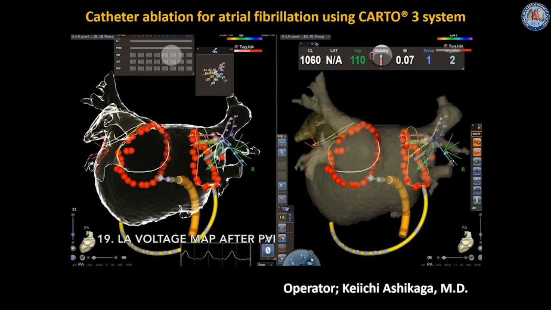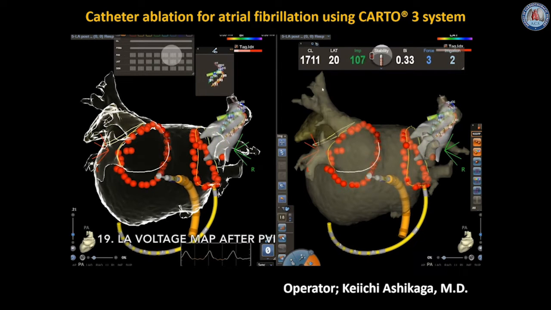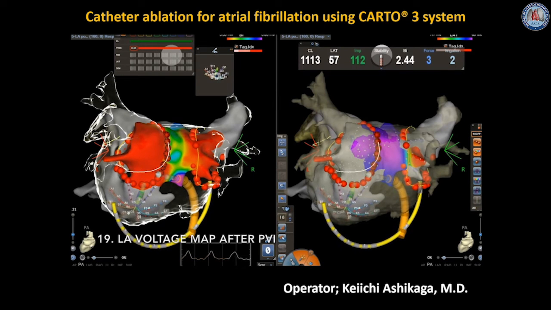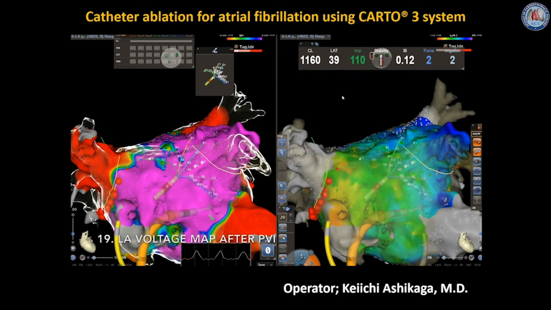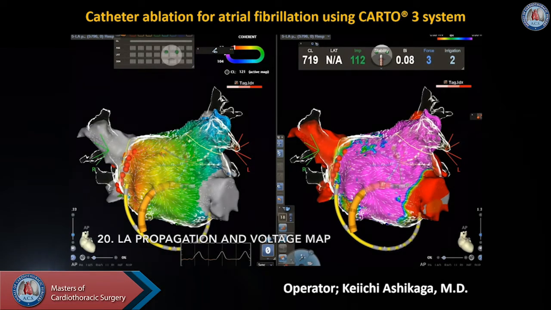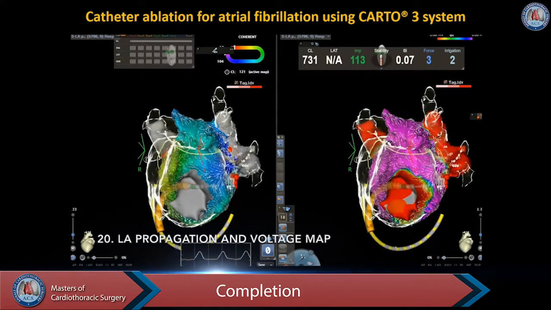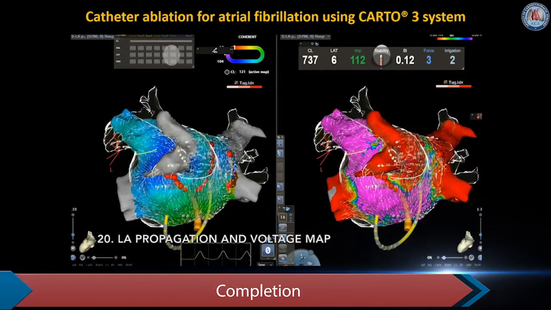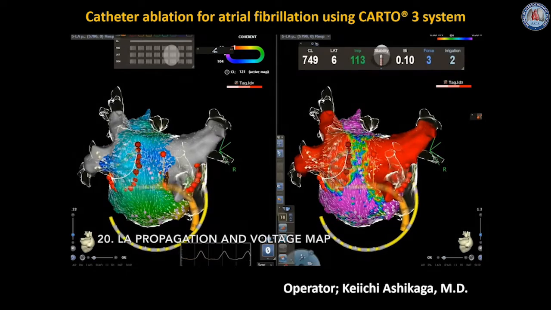Here we see the 3D voltage map and activation map after completing the extensive pulmonary vein isolation, followed by electric defibrillation. We can confirm the posterior side and anterior side. This is the final confirmation by the 3D mapping system. We can clearly see the red color around the pulmonary veins. That means no voltage around the isolated pulmonary vein area.